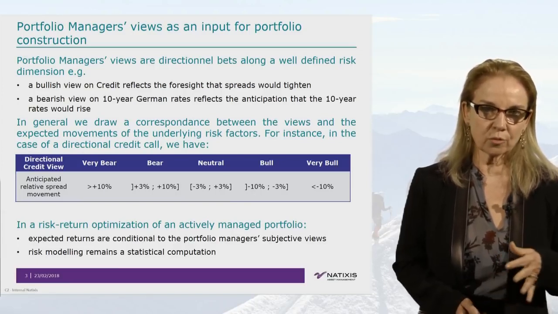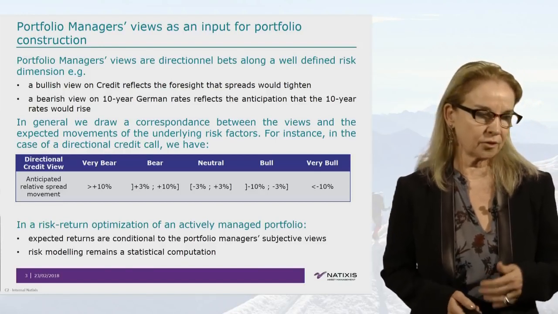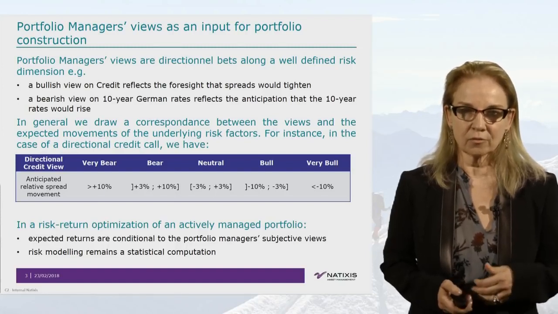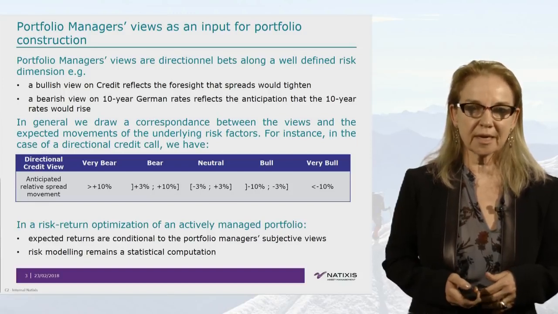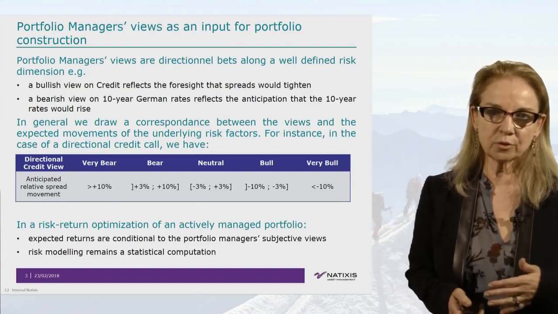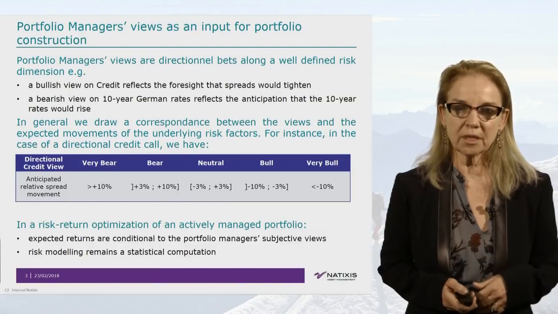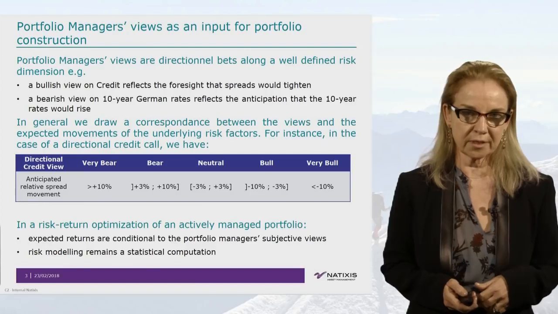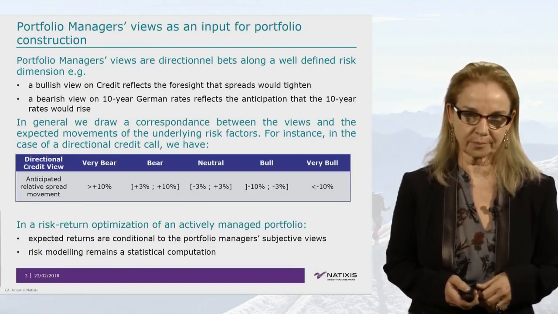In general, we draw a correspondence between the views and the expected movements of the underlying risk factors or the underlying asset prices. For instance, in the case of a directional credit call, we have this type of correspondence. If we are very bullish on the directional credit view, it could mean that we think that the spread will decrease by more than 10% in the next month. This is the type of correspondence we have.